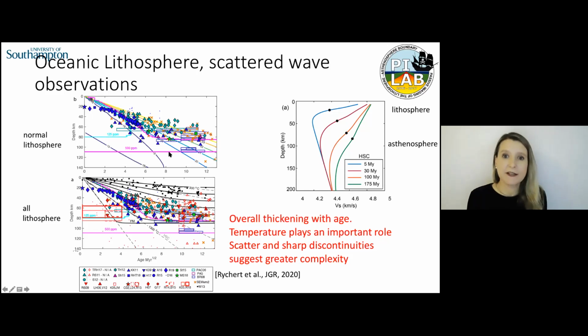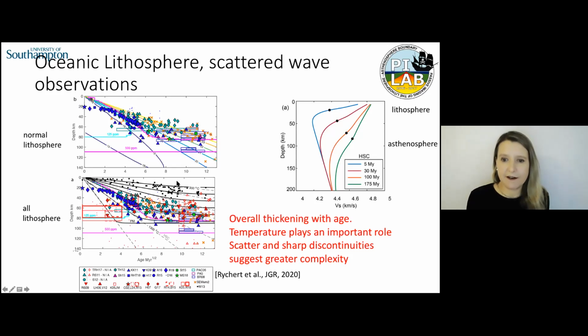And on the left, I've plotted up a compilation of observations from scattered waves across the oceans. And you can see that looking at normal lithosphere on the top, we're doing a pretty good job. They seem to be pulling out a single kind of depth of thickness of the plate. It gets thicker with age, as we expect. There's some scatter, but it also falls along these viscosity contours in the back, where viscosity is really starting to decrease rapidly, predicted viscosity. So that's great.